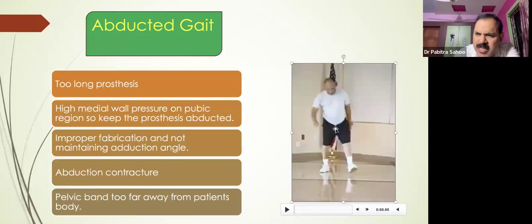You just analyze, it's a very simple thing. Either this side is impinging and the patient is trying to keep the limb in an abducted position, or there is some pathology on the lateral side, like abduction contractures. Or with a too long prosthesis, the patient tries to accommodate the limb by either circumduction or abduction gait, as we see in hemiplegics also. So these are the causes of abducted gait.